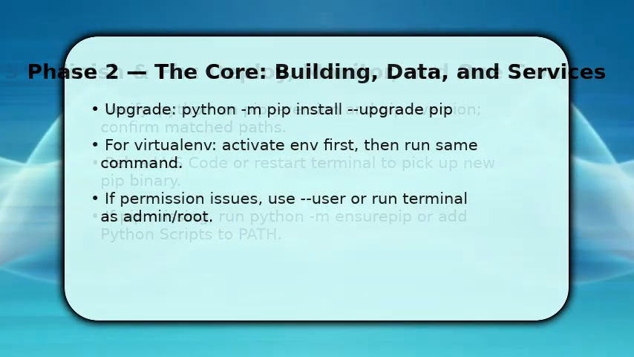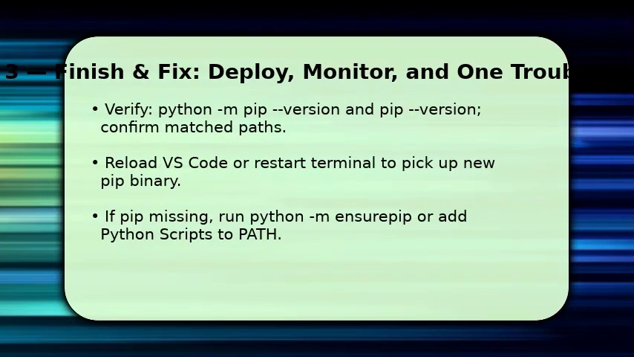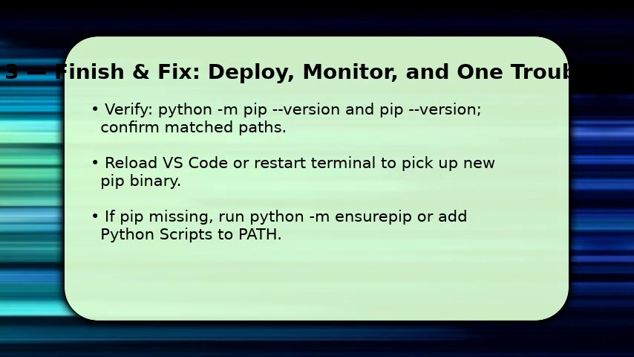You complete the process by verifying the upgrade. Run python -m pip --version and pip --version to ensure both report the new version and the same installation path. Once verified, reload VS Code or restart the terminal so the editor recognizes the updated pip.